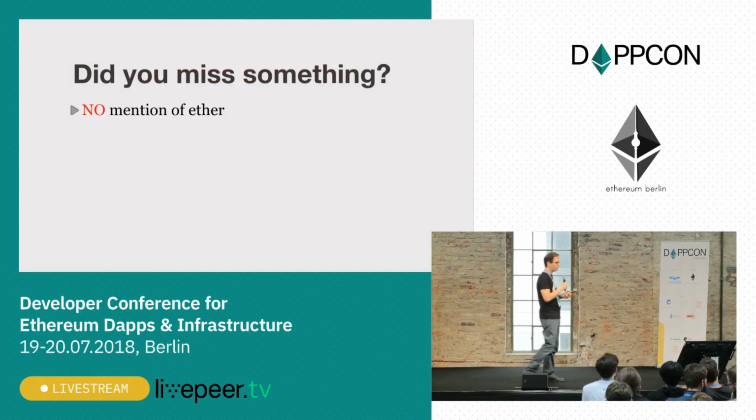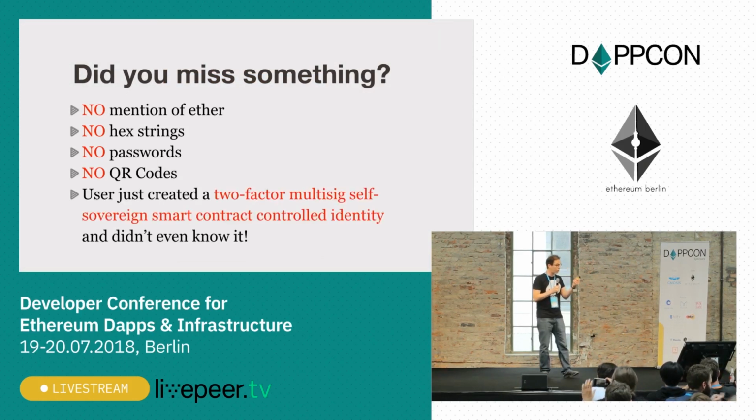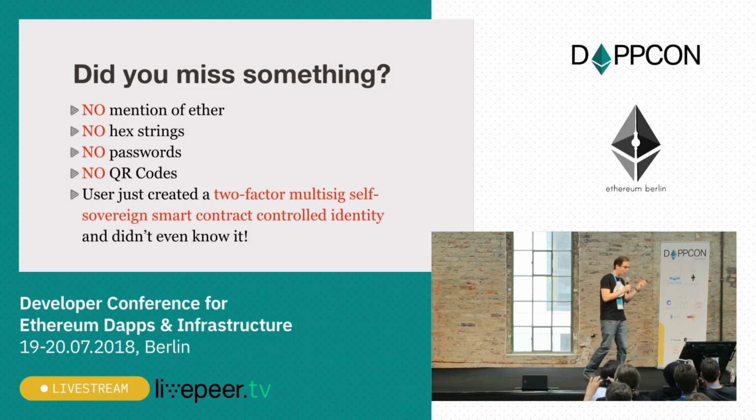Like, there's no mention of Ether. There are no hex strings. I didn't ask at any point to type a password even. There are no QR codes. And I mean, the user just created a two-factor multi-sig self-sovereign smart contract control identity. And he didn't even notice it. I tricked him into creating a smart contract without him knowing that he had one.